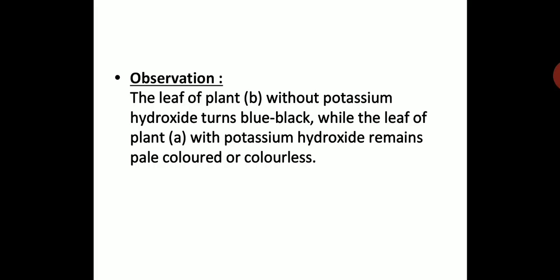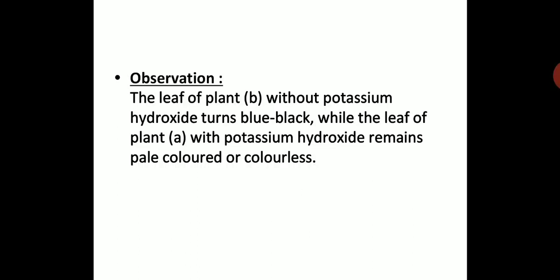So observation: the leaf of plant B without potassium hydroxide turns blue-black, while the leaf of plant A with potassium hydroxide remains pale colored or colorless. So over here your observation is the plant without potassium hydroxide turns blue-black. That means when you are doing the test, without potassium hydroxide it will show blue-black, while the leaf of the plant with potassium hydroxide remains pale colored or colorless.